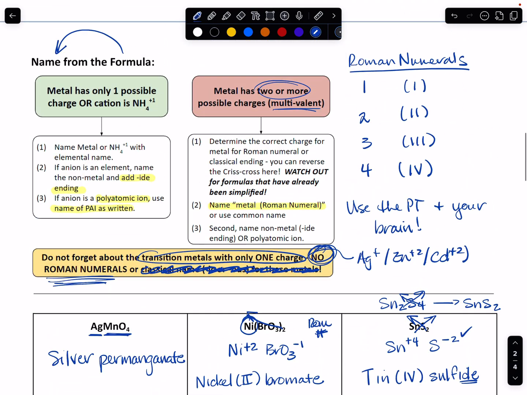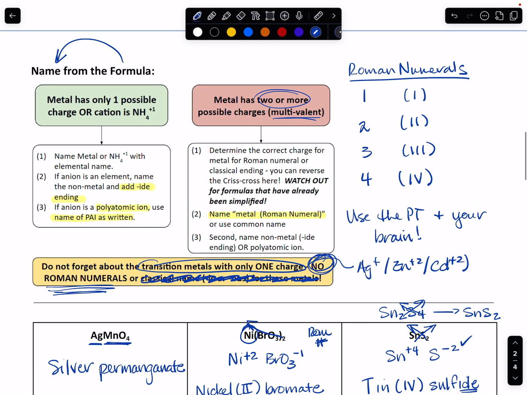Okay, so again, I want to really emphasize this portion right here. You need to be very careful when you go from the formula to the name for these multivalent ones, because if it has been simplified, you are going to put the wrong Roman numeral in. So please check the anion. You're going to know what the charge should be on the anion. There's no question for that. You either know because you know where it is on the periodic table, group 15, 16, or 17, or you know because it's a polyatomic ion. If when you reverse the crisscross, it doesn't have the right charge, the formula has been simplified and you need to fix it before you write the Roman numeral.